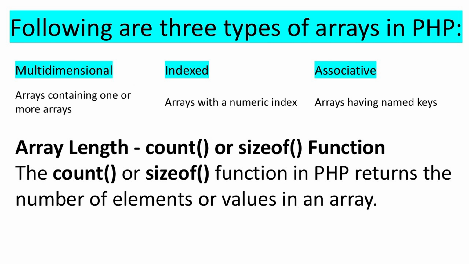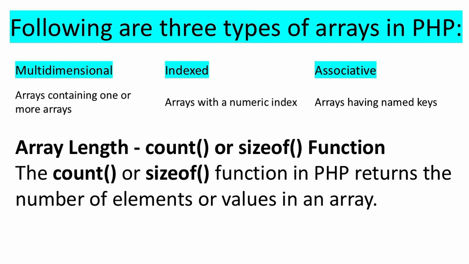An associative array, on the other hand, uses named keys instead of numbers. This means that each value in the array is associated with a specific name, making the data more readable and easier to manage. For example, you could store information about a person using keys like name, age, and city instead of just numbers. The third type is a multidimensional array, which contains 1 or more arrays inside it. This means that an element of the array can itself be another array. Multidimensional arrays are useful when you need to store complex data, such as tables or lists within lists.